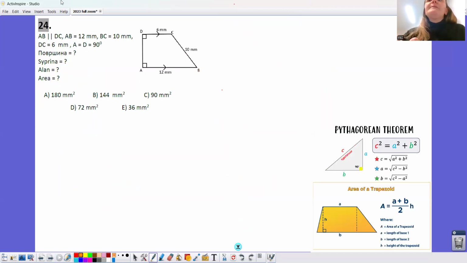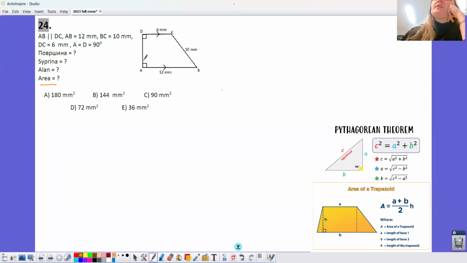Then the 24th one, it's a geometry question. It's given a trapezoid, and it's given that these two are 90 degrees. This is 6 millimeters, AB 12 millimeters, BC 10 millimeters, and with the arrows it's given that they are parallel to each other, and we are looking for the area. The area of a trapezoid, if you can see, the formula is here. Adding the bases, we call DC and AB the bases of the trapezoid, a plus b over 2 times the height of the trapezoid.